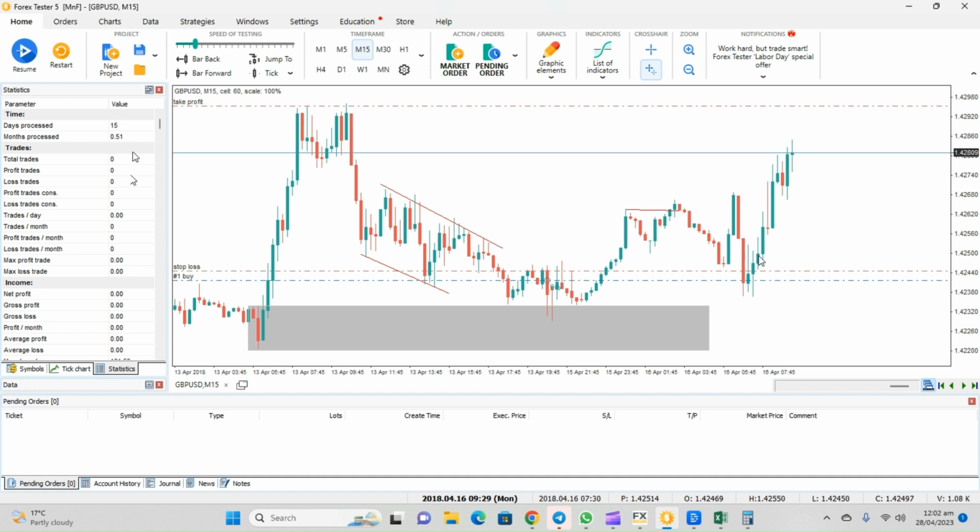And also another important thing for you to note is that the market doesn't move in a straight line. The market never moves in a straight line. So you have to be comfortable being uncomfortable. All right, so that's how it is. So this is how this first trade played out.